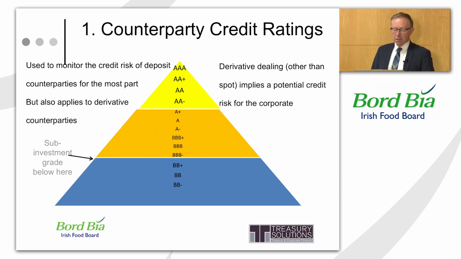We're starting with what's called counterparty credit ratings. Now what does that mean? Every bank or every financial institution has a credit rating. That credit rating basically says how safe or unsafe that particular institution might be. The main reason why it's developed is to monitor what they call credit risk for deposits.